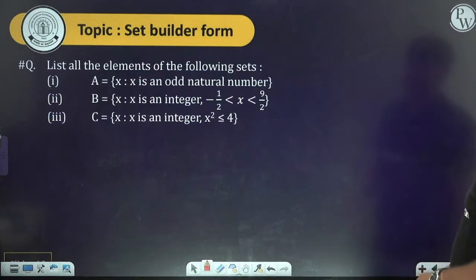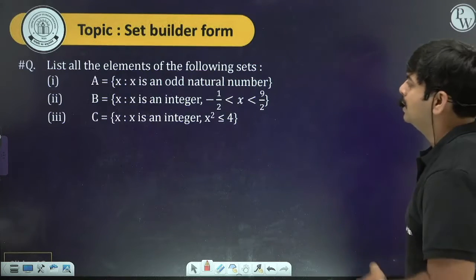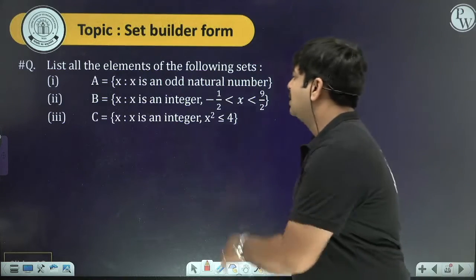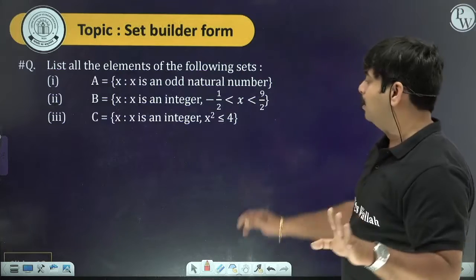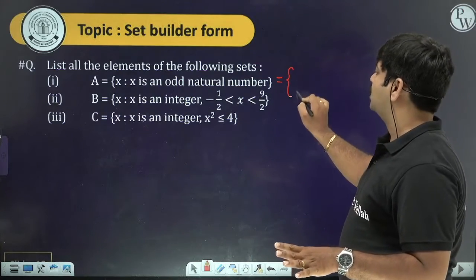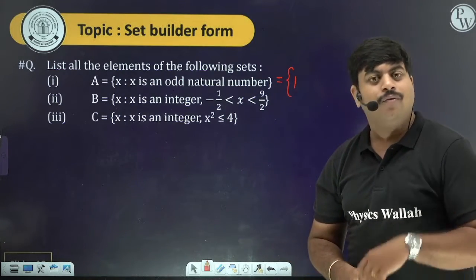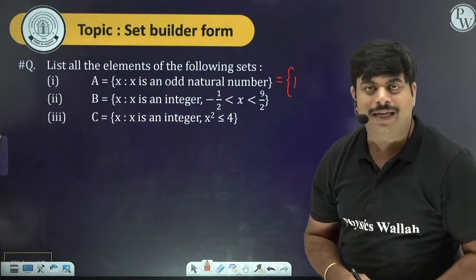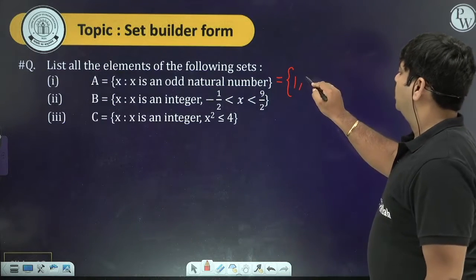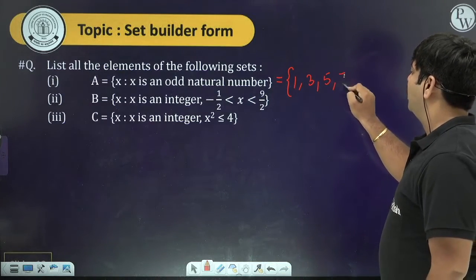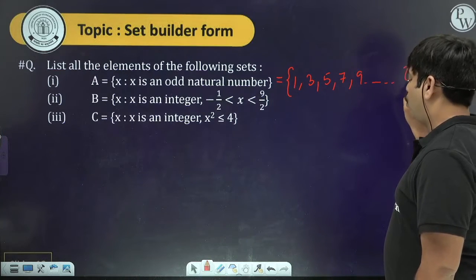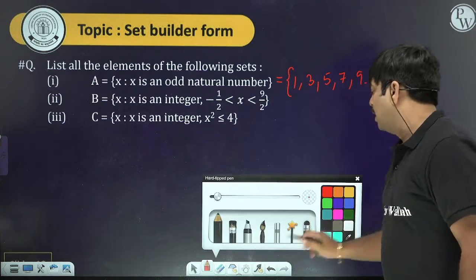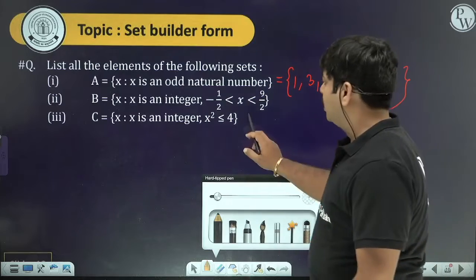So the next one, once again, list all the elements. X is an odd natural number. Odd natural number starts with 1 if I'm not wrong. 1 is also an odd number. 1 is also a natural number. So 1, 3, 5, 7, 9, and so on. So all these are odd natural numbers, right?